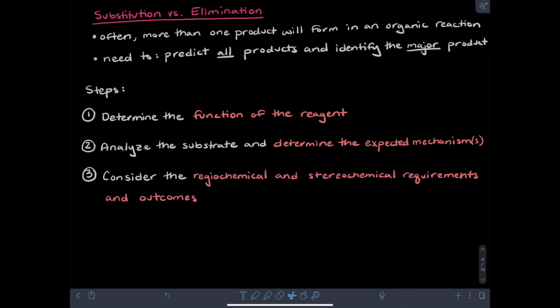Regiochemical outcomes have to do with which constitutional isomer of product forms, and stereochemical outcomes have to do with either R and S stereochemistry or cis and trans or E and Z alkene isomerism.